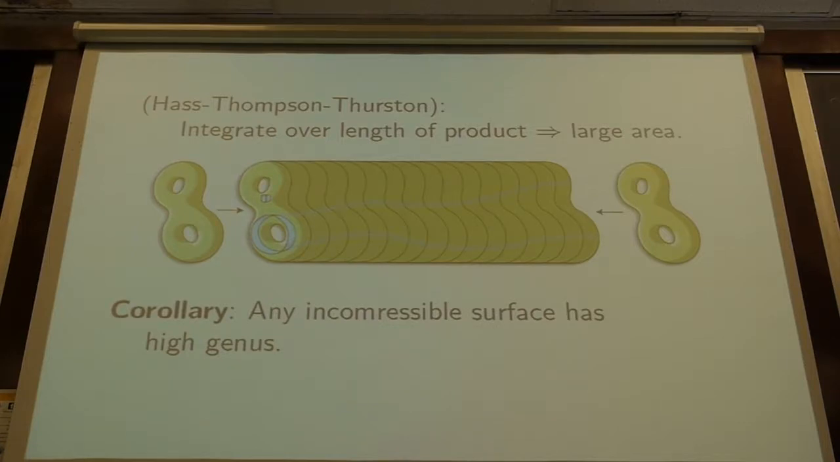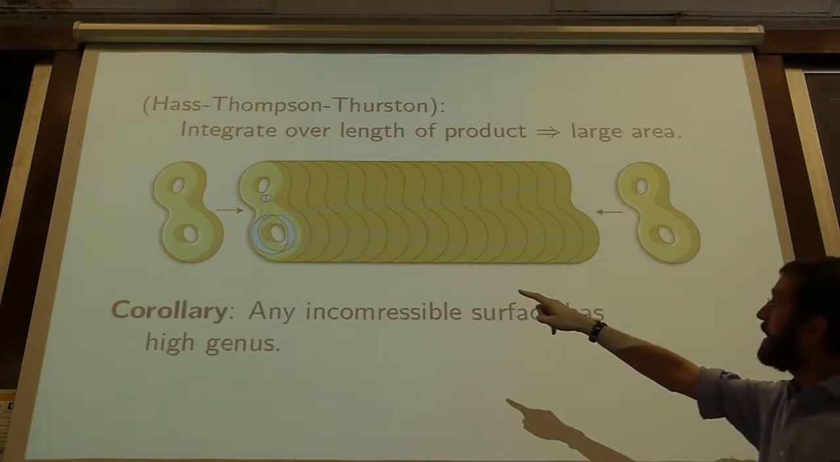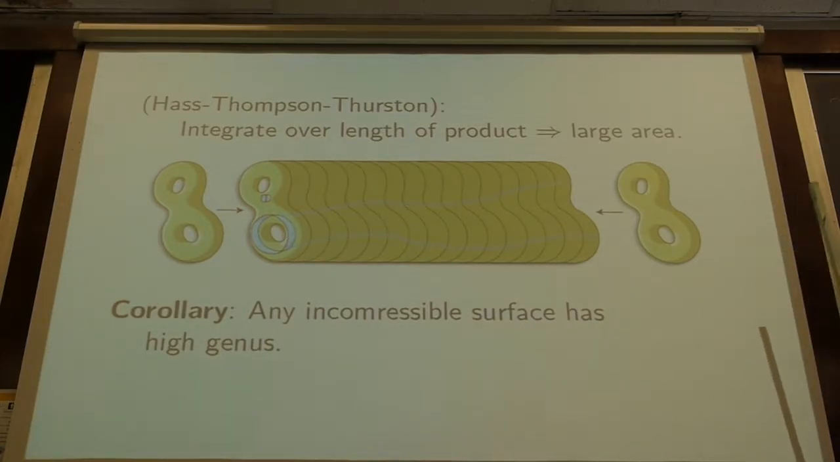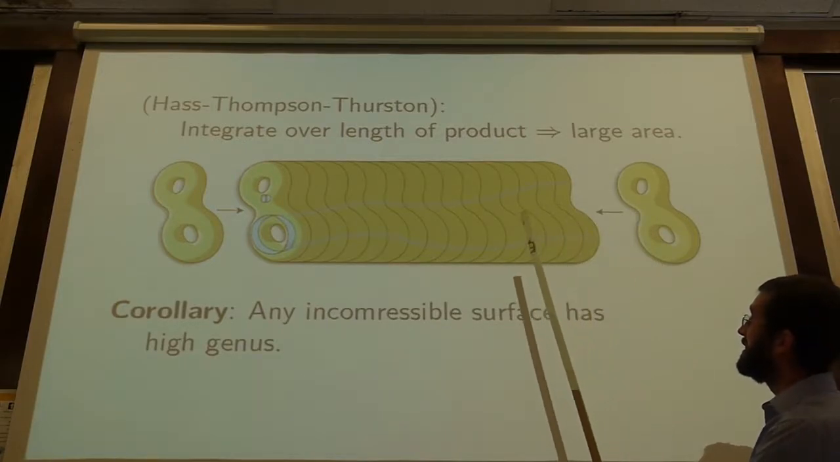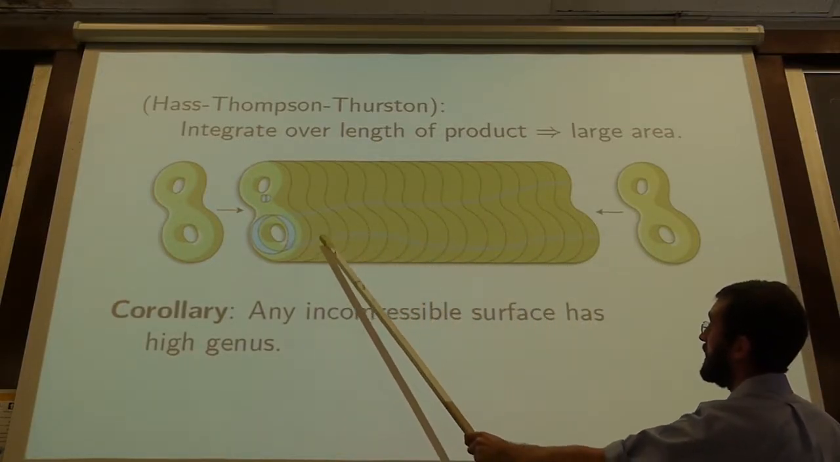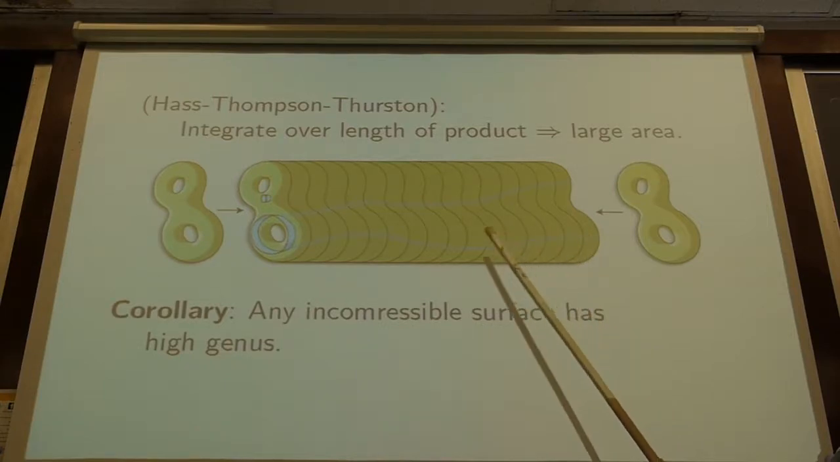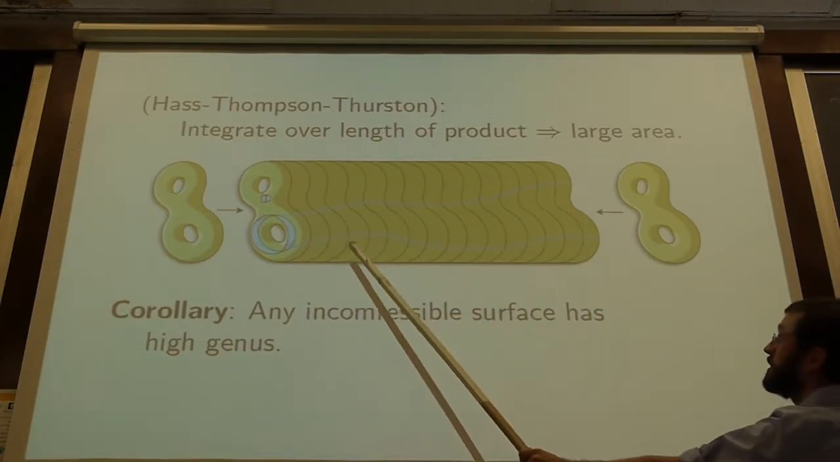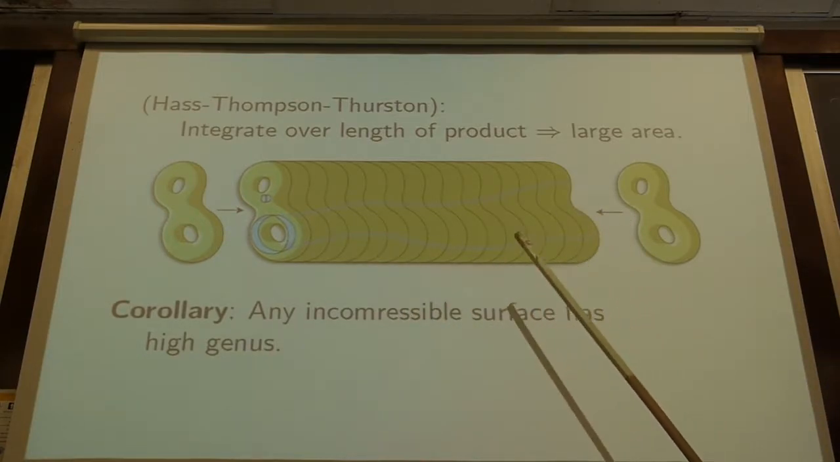So to sum up, we have a lower bound on lengths. So the lengths are bounded as we go across. We're integrating them all together to get the area. This thing is really long, so that means that the area has to be large, and then Gauss-Bonnet and the fact that it's a harmonic surface tell us that the large area implies large genus.